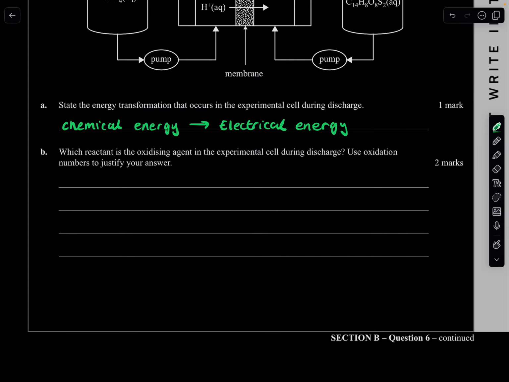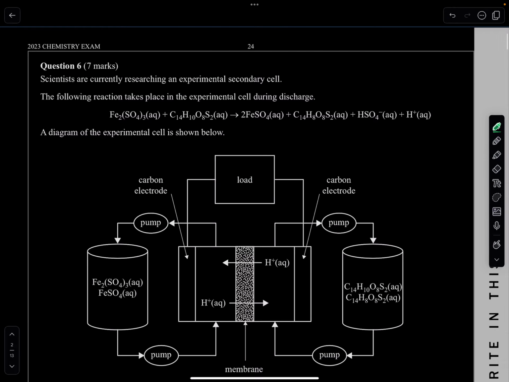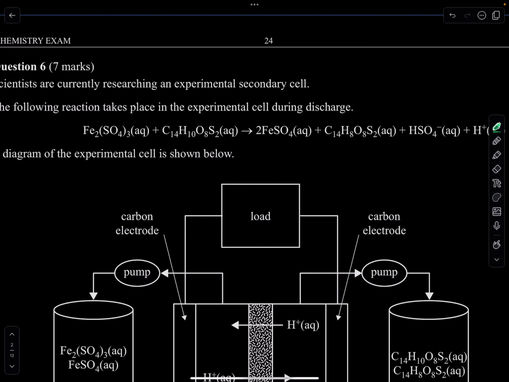Which reactant is the oxidizing agent in the experimental cell during discharge? Use oxidation numbers to justify your answer. So we want the oxidizing agent, and remember, the oxidizing agent is the one that's being reduced. Let's have a look at those reactants. We have two reactants. Remember that in reduction, electrons are always on the left-hand side of the equation.